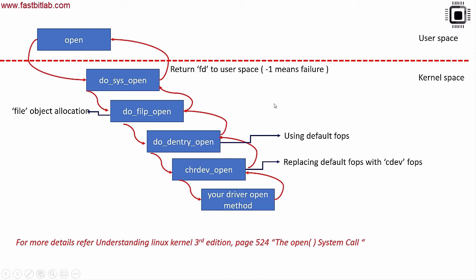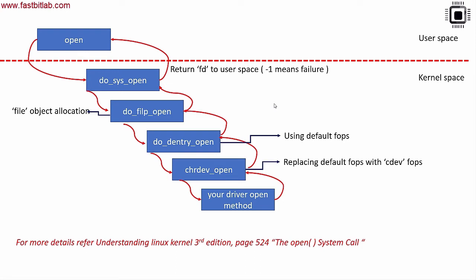So in the previous slide you understood that whenever a device file is created, an inode object is created in the memory, and the inode object's device number is initialized, and the inode object's file operation field is also initialized with dummy default file operation methods. The inode object is there in the memory now. Whenever the user level program executes the open system call on a device file, these are the kernel level functions that get involved in processing the open system call.